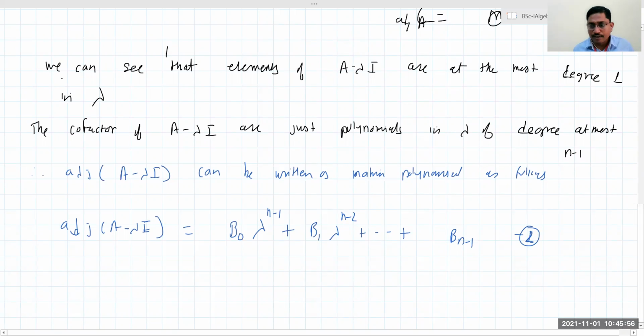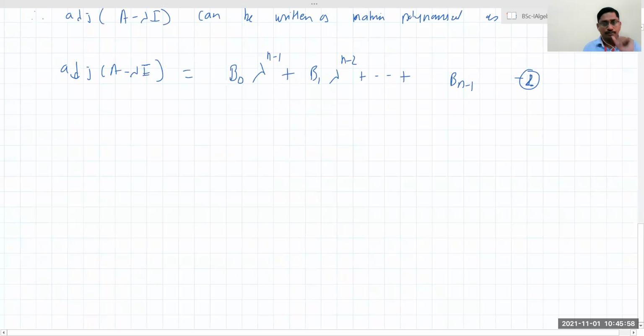I will explain how I have written this by example, so you may understand why the matrices are written this way. This is multiplied by the identity matrix, and this is multiplied by 1. B n minus 1 is just a matrix. So let me take one example.